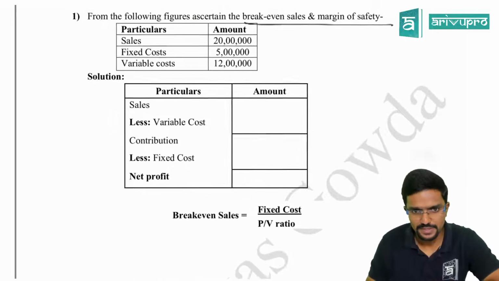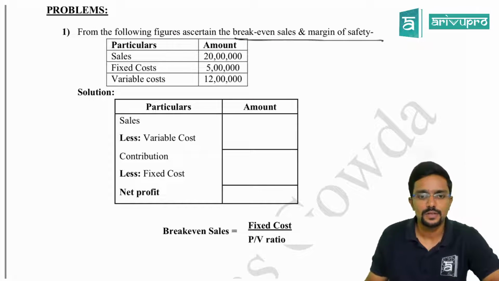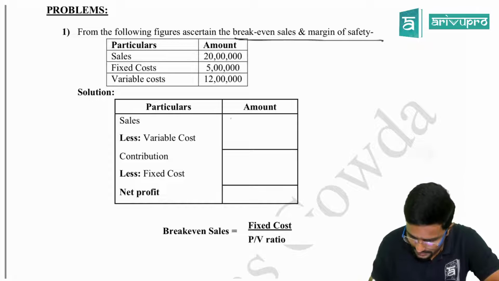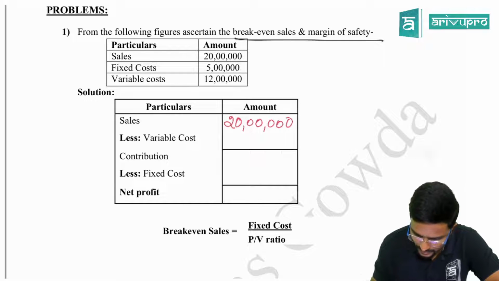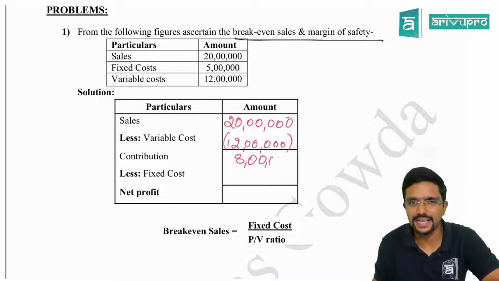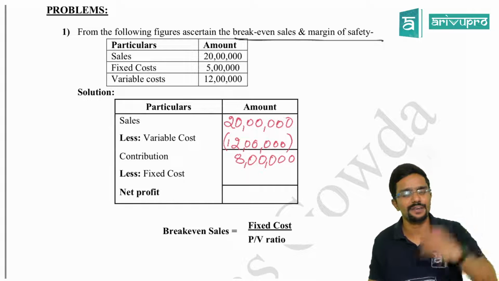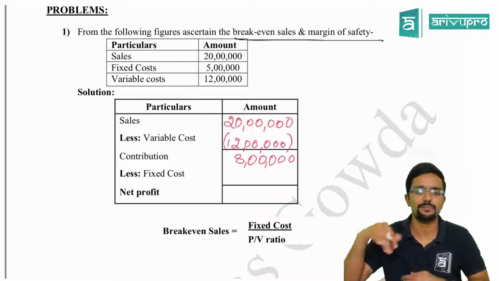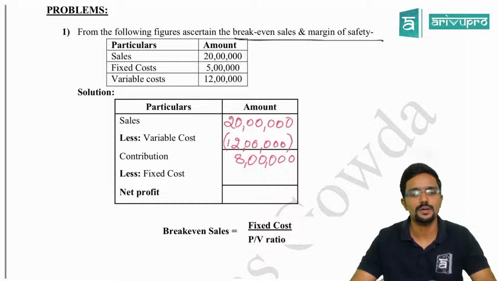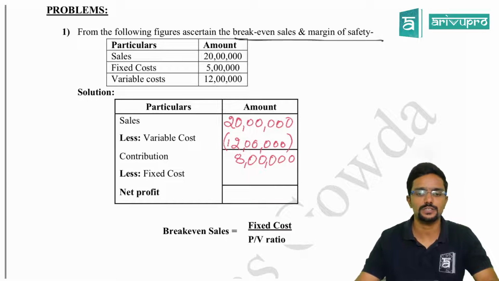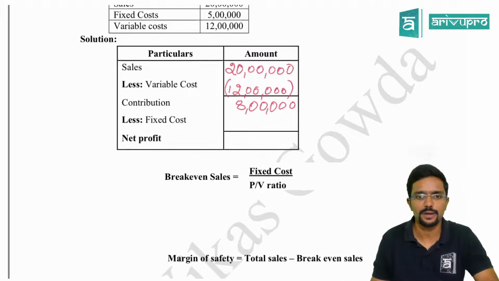So we will just prepare this table to find out contribution. Sales is given in the question, which is 20 lakh. Then variable cost is given, 12 lakh. So my contribution is 8 lakh. Without even doing this table, I can directly do it, because 20 minus 12, I will easily get contribution 8 lakh. 8 lakh by 20 lakh will be my PV ratio. But here I am doing the presentation so that at least everyone will get what I am doing.